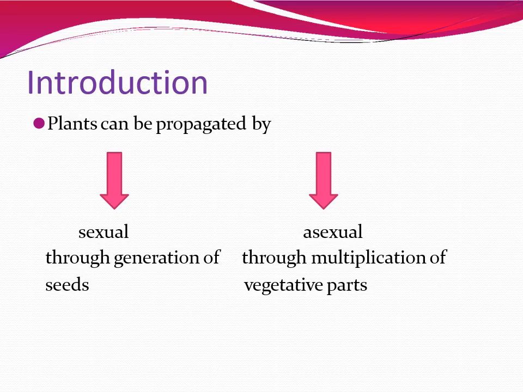Generally, in case of plants, they can be propagated by two methods. One is sexual, another one is asexual. The sexual method takes place through the generation of seeds, and the asexual method takes place through the multiplication of vegetative parts.